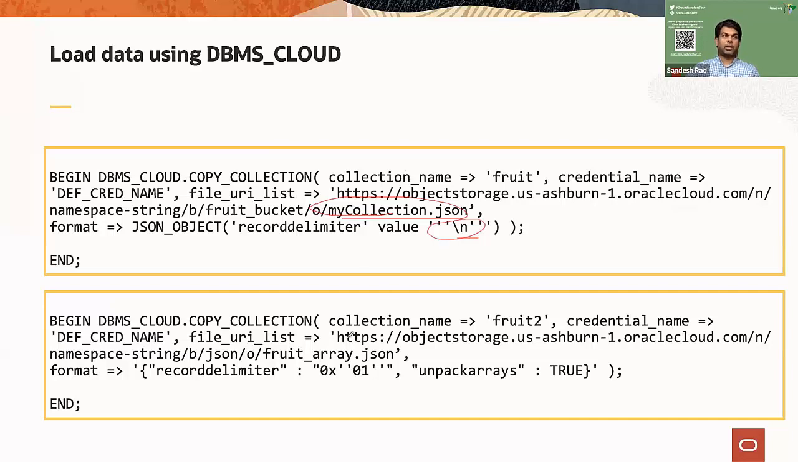The next one, I have an array of JSON entries. So I'm specifying 0x01 as a record delimiter, and I'm using an option called unpack arrays. It will unpack the arrays and take each row in each array and load them as individual rows inside the DB. This is a pretty cool option if you have a JSON file that contains multiple arrays and you want to load these as individual rows into the table instead of loading them as objects containing multiple entries. So these are different methods.